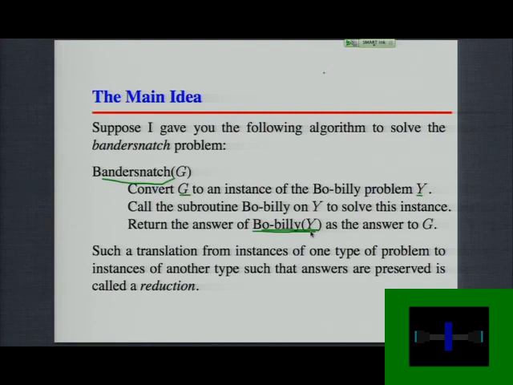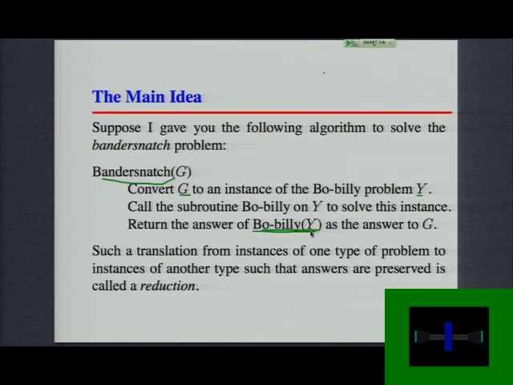The important thing about this translation is that mobility of Y has to have the exact same answer as Bandersnatch of G. Does everybody see that if I am returning mobility of Y as the answer, and this is a correct algorithm for solving Bandersnatch, mobility of Y has to be the same as Bandersnatch of G, or else the algorithm is wrong? How many people see that that's necessary? How many people don't see that that's necessary? Okay, question. Why is it necessary?